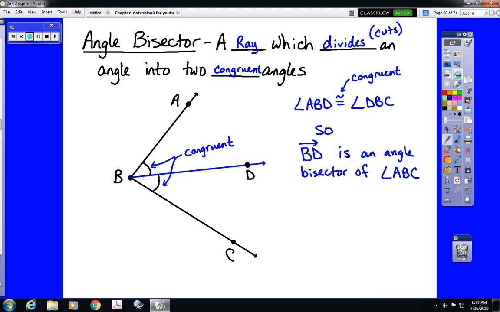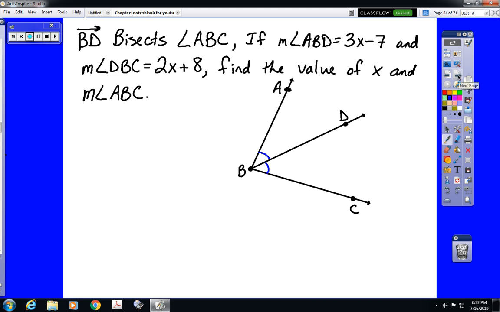Alright, let's do some examples. So, ray BD bisects angle ABC. If the measure of angle ABD is 3x minus 7, and the measure of angle DBC is 2x plus 8, find the value of x and the measure of angle ABC.